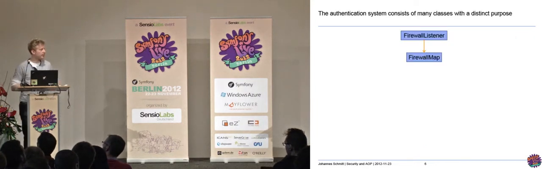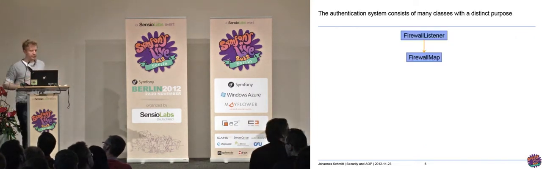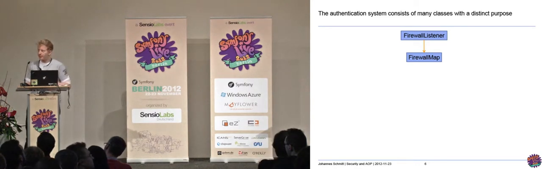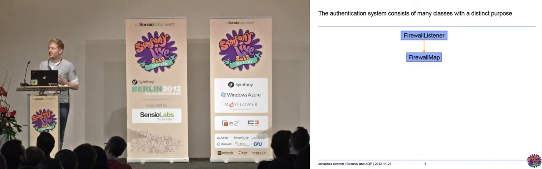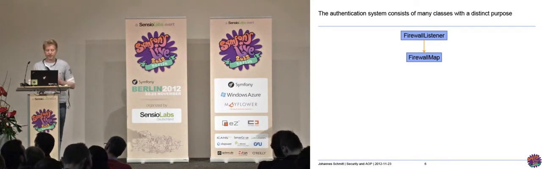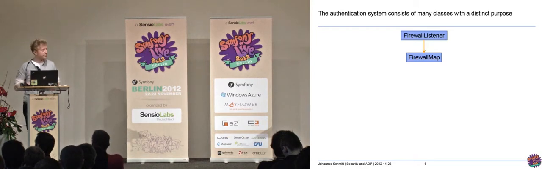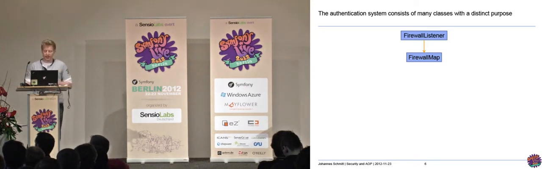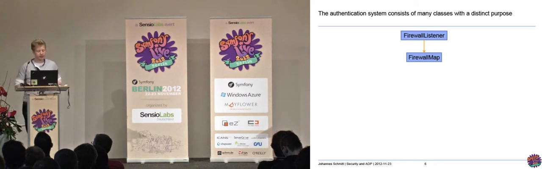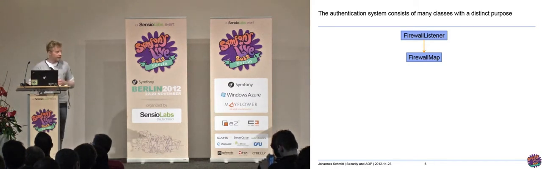So how does this work? We'll basically now step through the different classes that are involved in that process. And this starts at the firewall, which is basically just a listener which is registered on the core request event. And this listener has a map which basically consists of your different firewalls that you have configured in your security YML or equivalent configuration file. And it basically iterates over that firewall map and sees which firewall is active for this request.